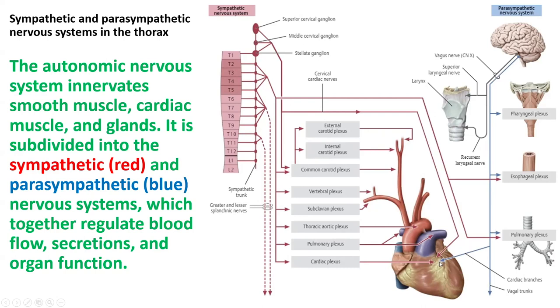So they also affect the heart, but with antagonistic action. The sympathetic, through the cardiac nerves, increases the heart rate and dilates the coronary artery, while decreasing the heart rate and constricting the coronary artery is done via the cardiac branches or rami, which are branches of the vagus nerve, antagonist to the sympathetic.